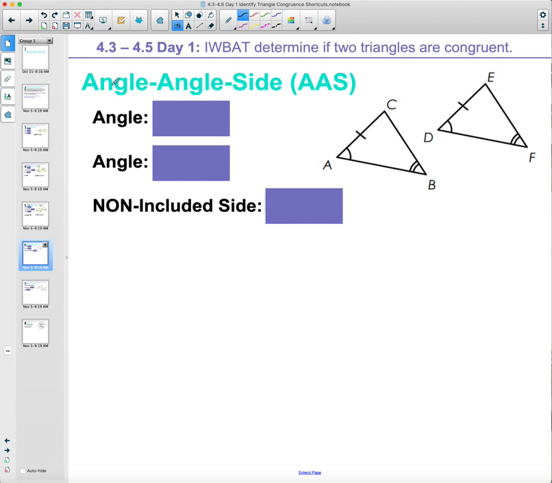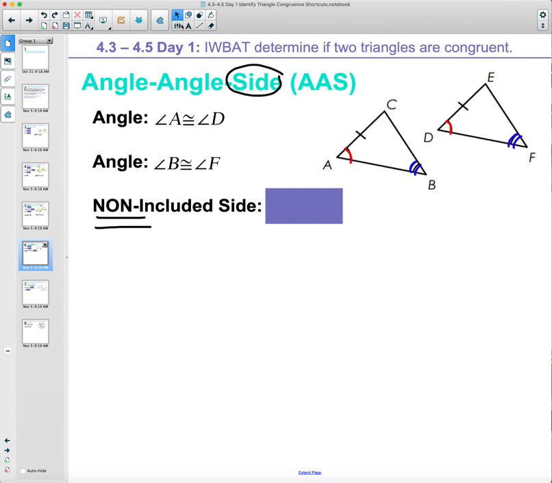So then we also can do 2 angles and the non-included side. Okay, so non-included side this time. So the side that is not between the 2 angles. So if we look at the angles given to us, we have angle A is congruent to angle D. Angle B is congruent to angle F. And then when we look at the side, now we have angle A and angle B. This would be the side between them, but we have this side. Okay, so this side is not between them. So AC congruent to DE is the non-included side.